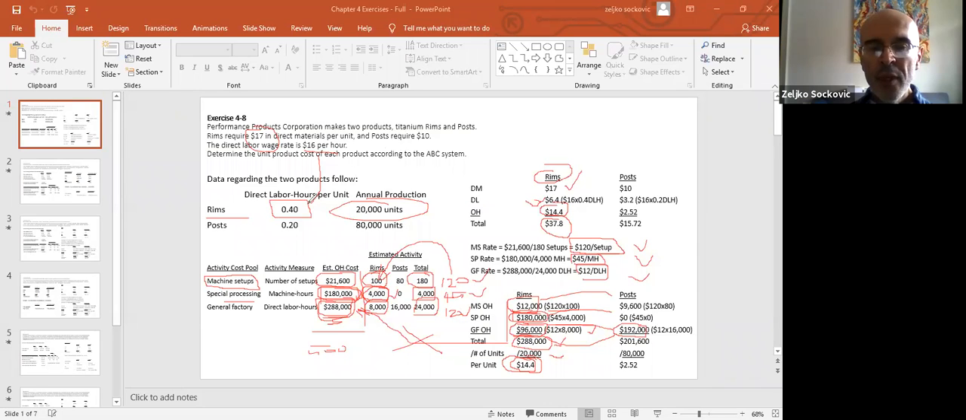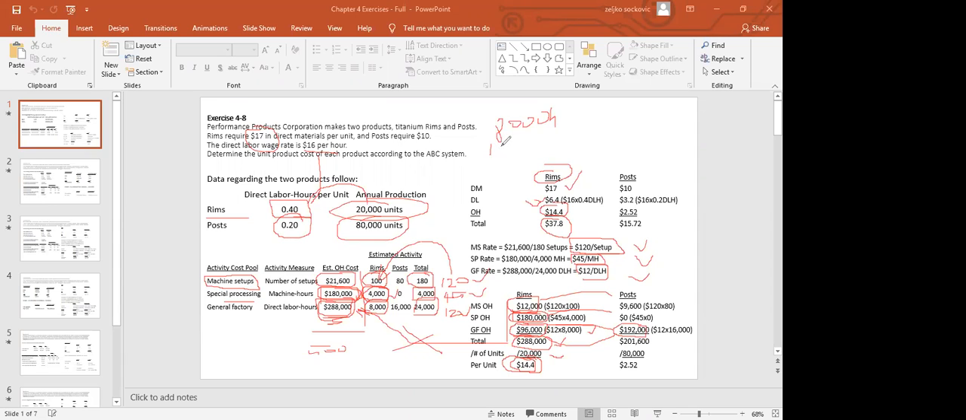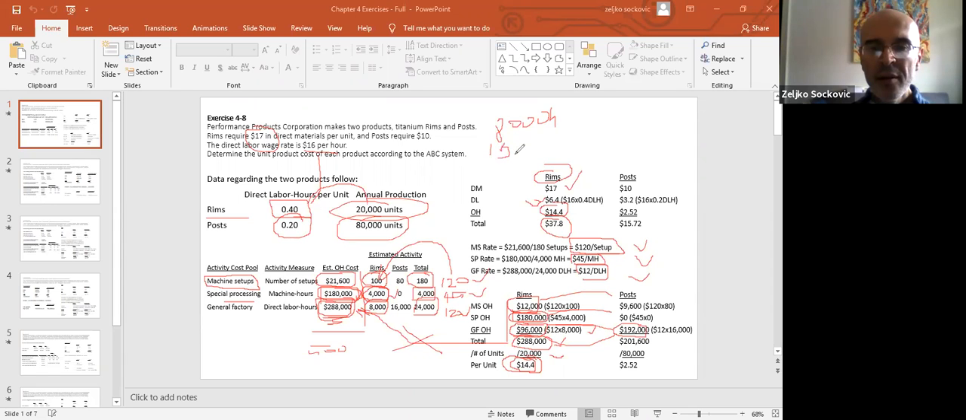You see, if you multiply 0.4 by 20,000 units, what do you get? 8,000 hours. And if you multiply 0.2 by 80,000 units, what do you get? 16,000 hours, direct labor hours. And those are exactly the numbers you have here. 8,000 here and 16,000 here, right?